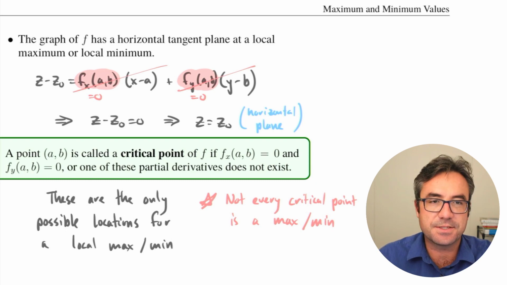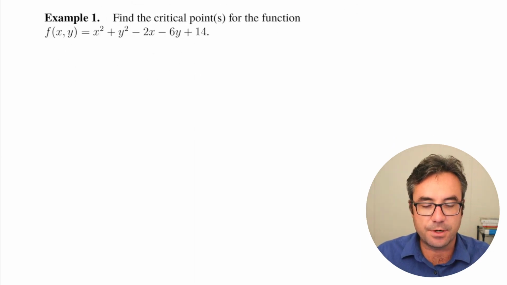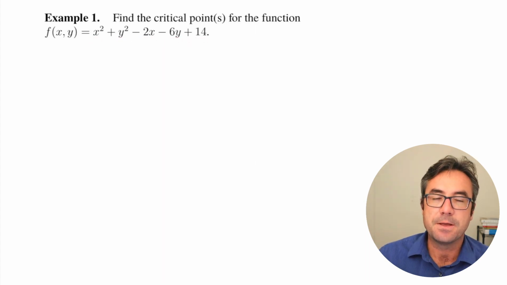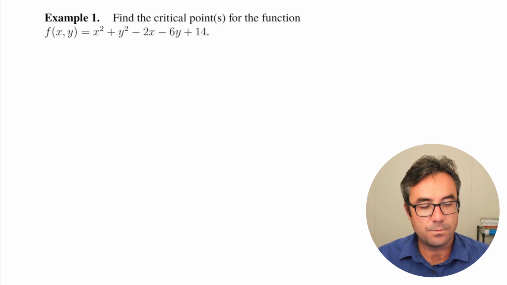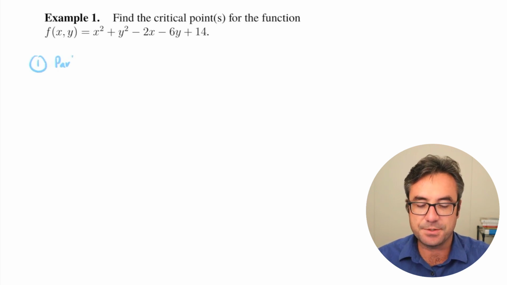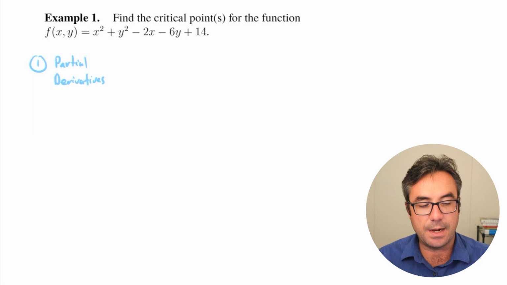All right, so let's try an example. We're going to look at example 1. We're going to find the critical points for this function: x squared plus y squared minus 2x minus 6y plus 14. So what we're going to do, step 1, let's get both of our partial derivatives. So we want to get f partial x and f partial y.